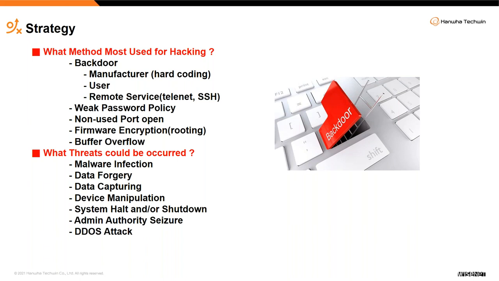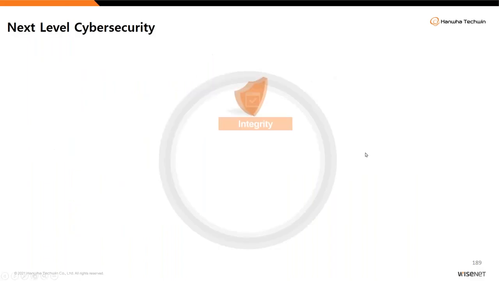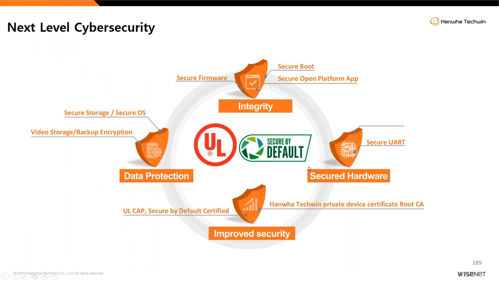The vendor has the responsibility to do this, and that is coming under a third-party certification called secure by default certification. Secure by default means that by default, the vendor will activate all the security features to make sure that the camera is safe. Okay, so that is secure by default certification.